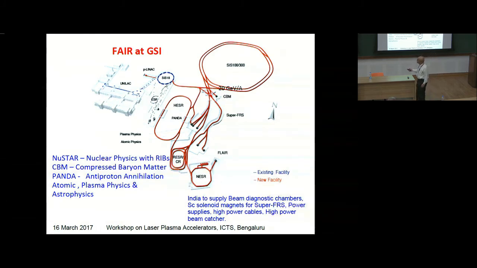So this is the old GSI which is existing so far. The anti-proton annihilation, that will be the anti-proton beam. Yes, PANDA is anti-proton beam. Anti-proton beam storage will be in the storage ring here. See, anti-protons will be created and then stored in this, cooled and stored for experiments.